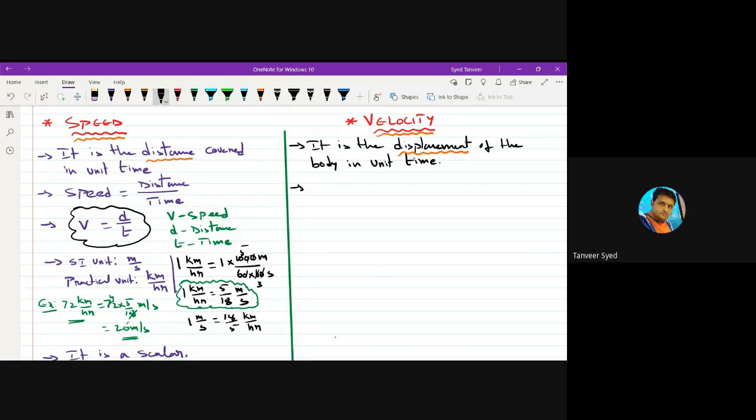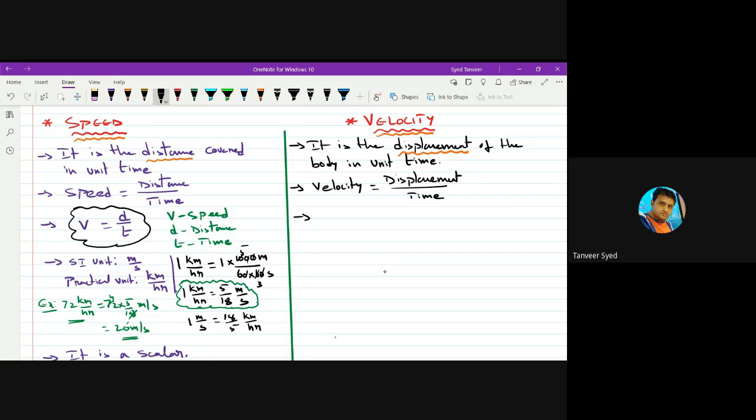So velocity is displacement by time. Sir, velocity will always be in a straight line? Need not be. It can change direction.